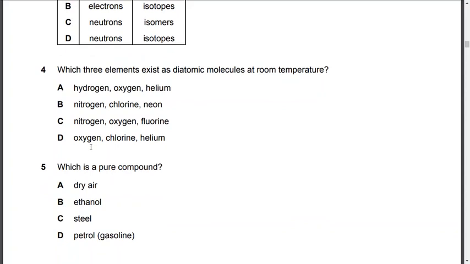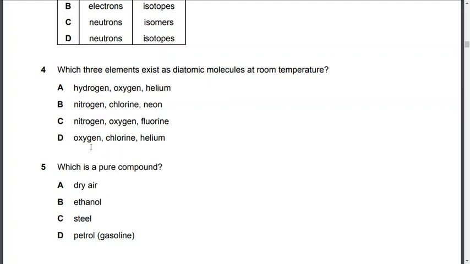Moving on to the next, question number 5, which is a pure compound. From these options we're going to tell which is a pure compound. That means there's no impurity in it. So dry air, once again, has many things in it. It's not only one compound, but there are several compounds in air. So it's not dry air.